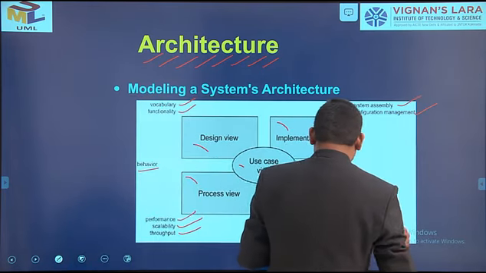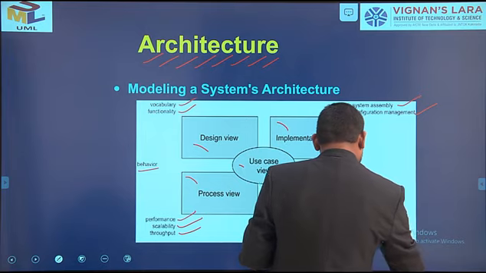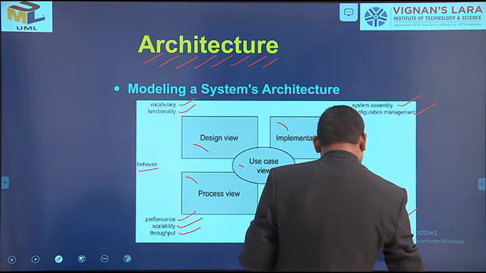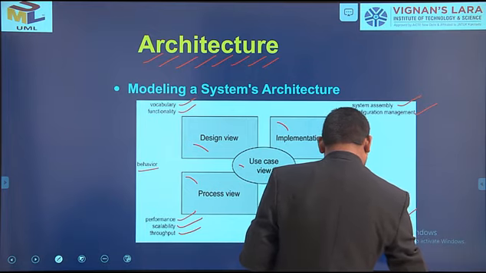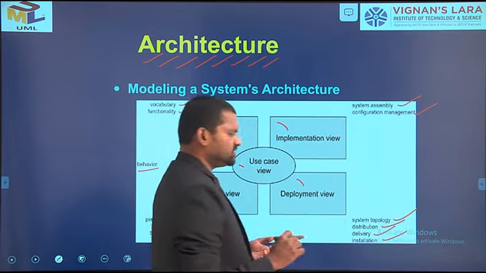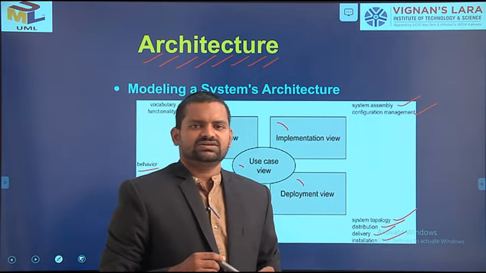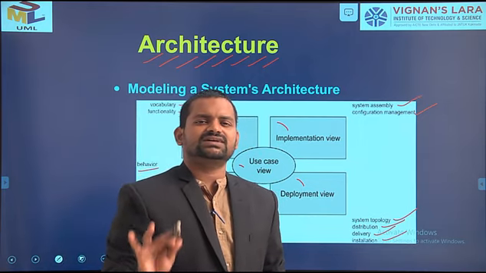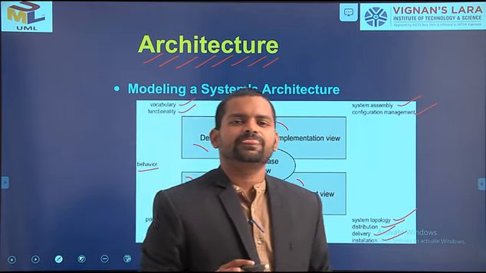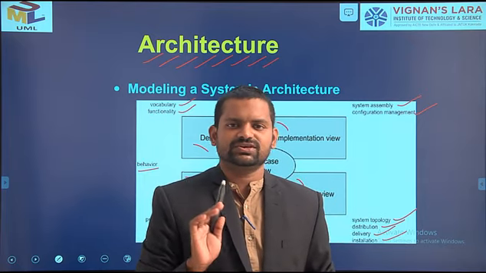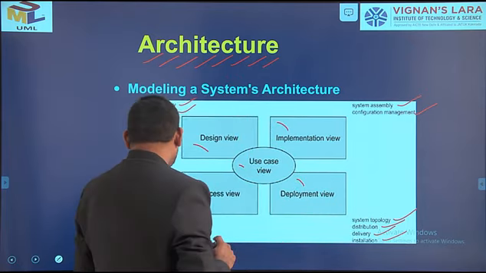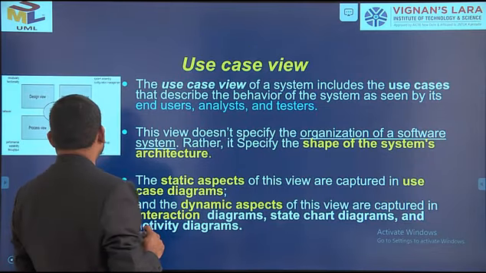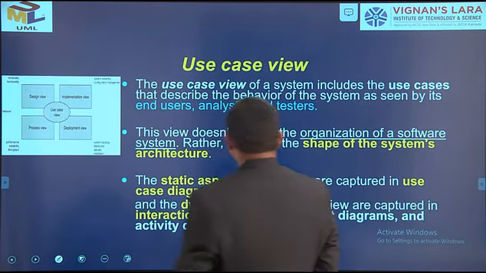In the deployment view, we observe system topology, distribution of operations, delivery, and installation, how it is installed and works. By including all these views, we develop a UML system in an effective way.